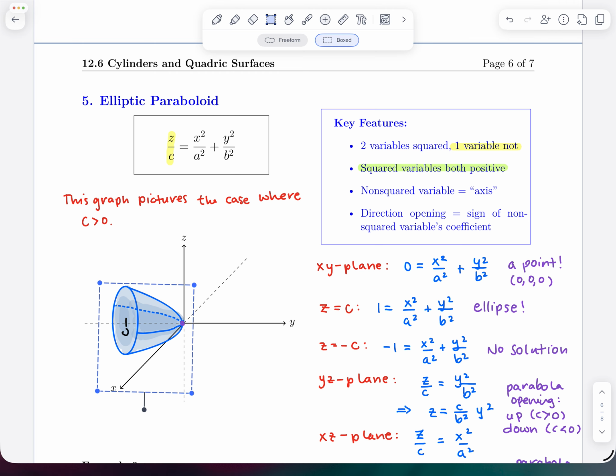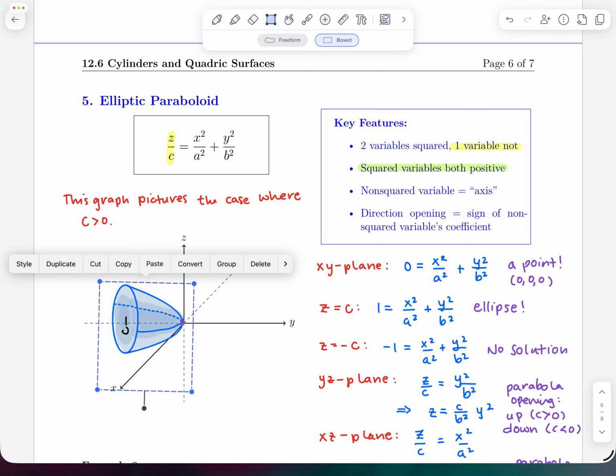So elliptic paraboloids are not too bad to draw. Your goal is to just identify which is the non-squared variable and what is the coefficient of that non-squared variable. When you've arranged it such that the two squared terms are positive on one side, then whatever you get on the other side, if there's a negative, it tells you it's going to be opening in the negative direction. If it's positive, then it's going to be opening in the positive direction. And so that's it.